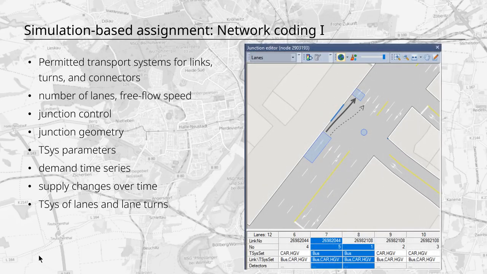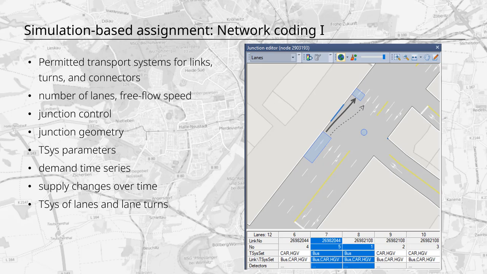So then the transport system of lanes and lane turns is considered. However, when you initially set up a transport model, lanes and lane turns inherit the transport system from the corresponding links and turns. So in the first step, you do not have to care about that, because it is automatically ensured that there is consistency between lanes and links and lane turns and turns.